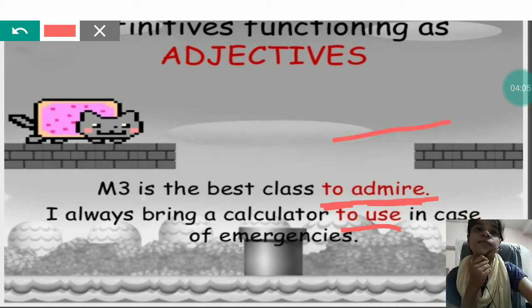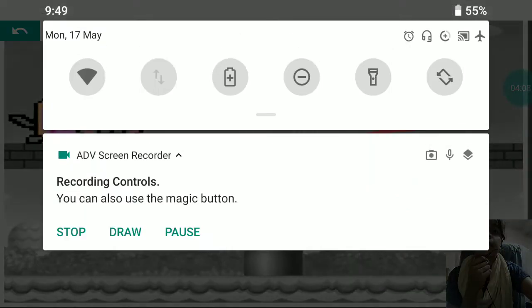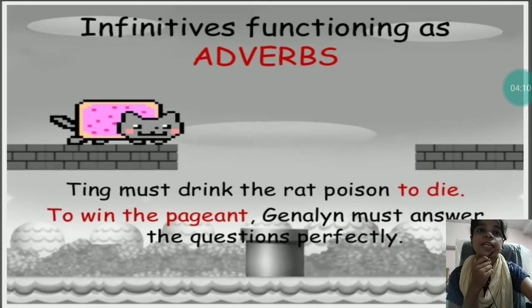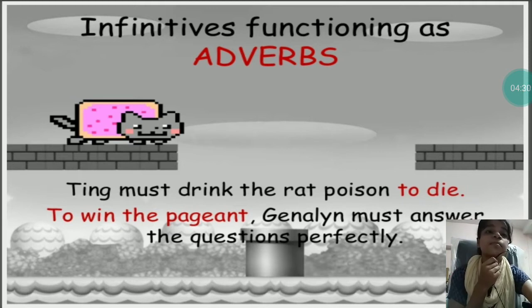Now, the last function is when they function as adverbs. So whenever an infinitive functions as an adverb, it will do the same work that an adverb does. Means it will modify any verb or any other adverb. Ting must drink the rat poison to die. Now Ting is the subject, so he must drink the rat poison to die.